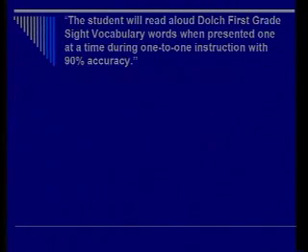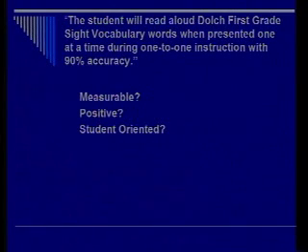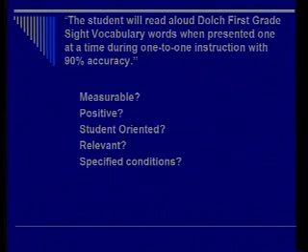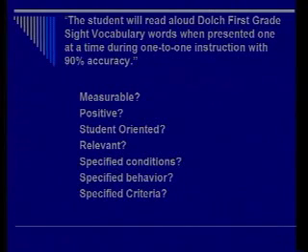How about this one? The student will read aloud Dolch first grade sight vocabulary words when presented one at a time during one-to-one instruction with 90% accuracy. Measurable? Very. You have the materials that you're going to use, those Dolch first grade sight vocabulary words presented one at a time during one-to-one instruction. Positive? Yes. Student-oriented? Yep. Relevant? Assuming the child has trouble reading sight words, yes. Specified conditions? Absolutely. Specified behavior? Specified criteria? 90% accuracy. And that's a good, measurable, positive, student-oriented objective.